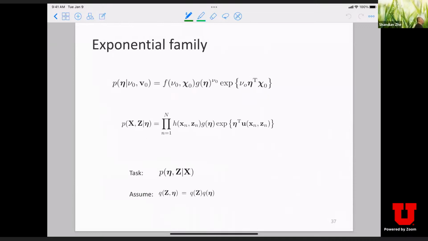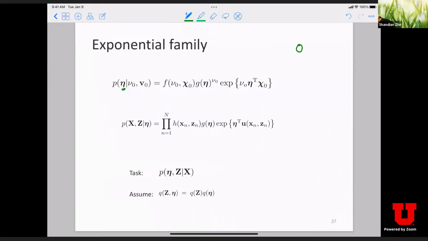Any question before we proceed to a more general case of mean field variational inference? Okay, so we can extend this to the more general exponential family. In general, if your prior distribution of the latent random variable eta is conjugate to the likelihood, then the mean field variational update is guaranteed to give you a closed-form update, and the update form is also in the exponential family.